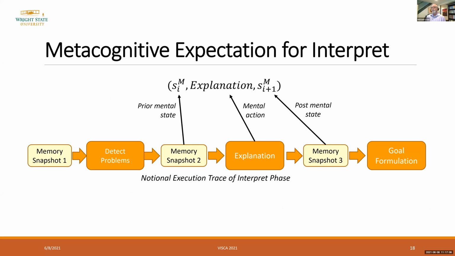So we did mention that interpret is a 3-part process that looks to detect problems, explain the cause of any of these problems, and generate a goal from those explanations. For instance, we could have the expectation that if in this memory snapshot 2 there were discrepancies that had occurred, then we should be able to generate an explanation about what caused that discrepancy. If there was no explanation generated, then there's a metacognitive expectation failure. I might also mention that there is a full metacognitive cycle after each phase looking for these violations of your metacognitive expectations.